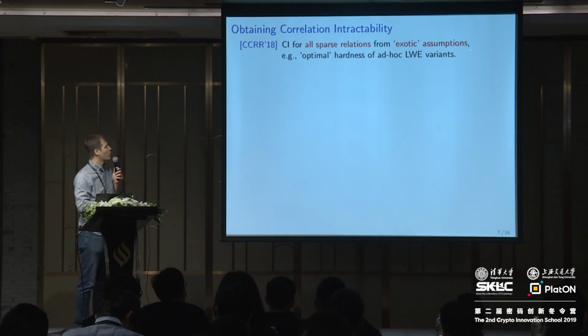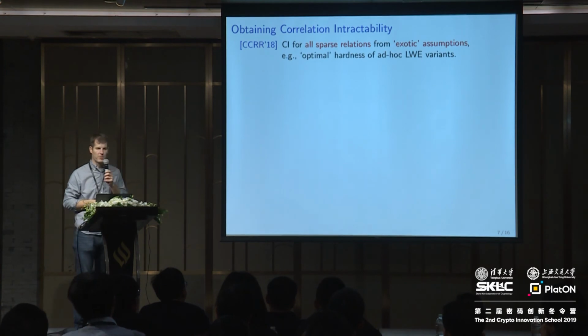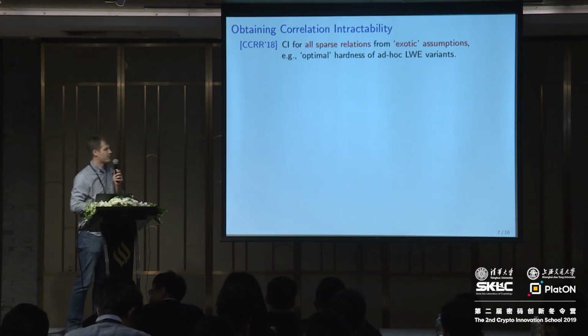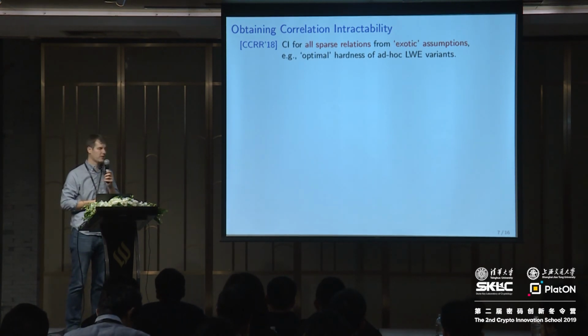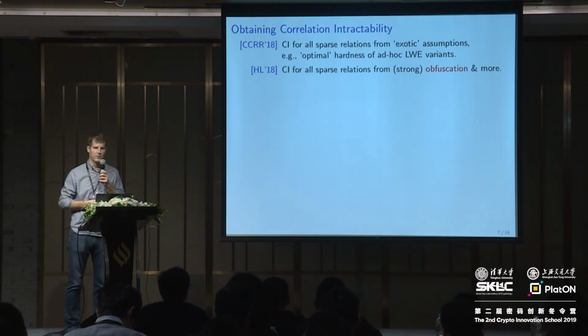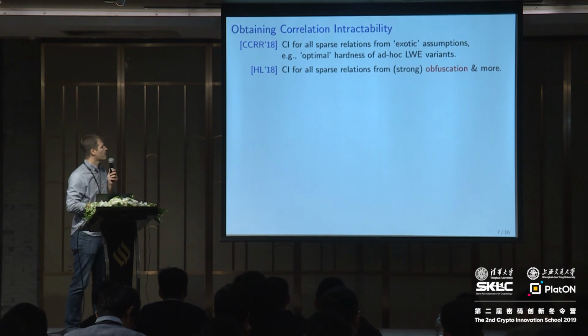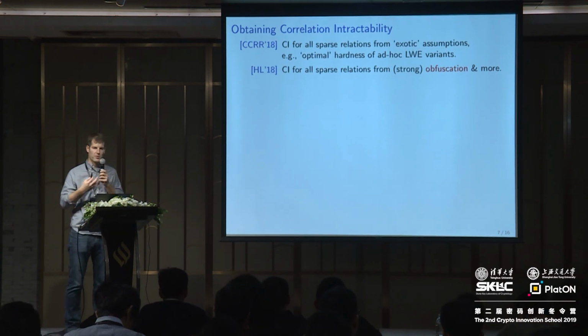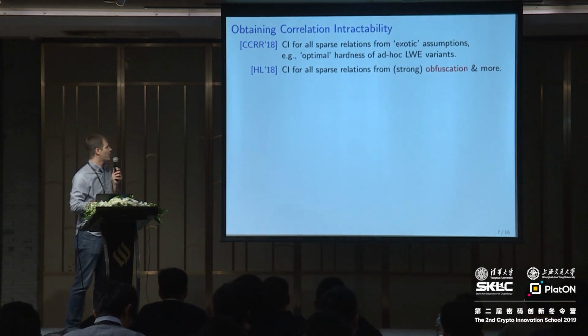But this, more worryingly, was based on quite exotic assumptions, like optimal exponential hardness of some ad hoc LWE problem, which we don't have too much reason to believe in. Holmgren and Lombardi showed that they can get correlation intractability, again for sparse relations, from a strong form of obfuscation plus other assumptions. Whether that's a better assumption or worse than the optimal hardness, I'm not sure.